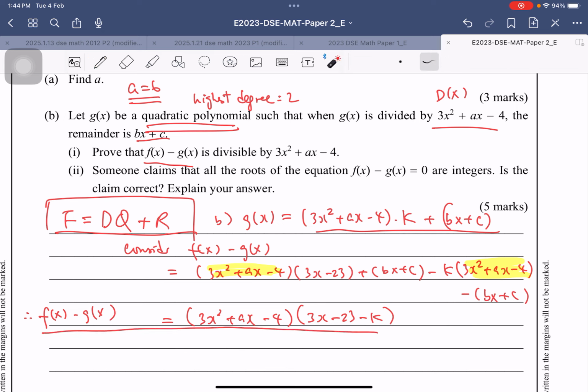So do you think it's divisible by 3x squared plus ax minus 4? Yes, because it's something times something. Then both of it is the factor, and it's divisible by it. So we can say it is divisible. Okay?